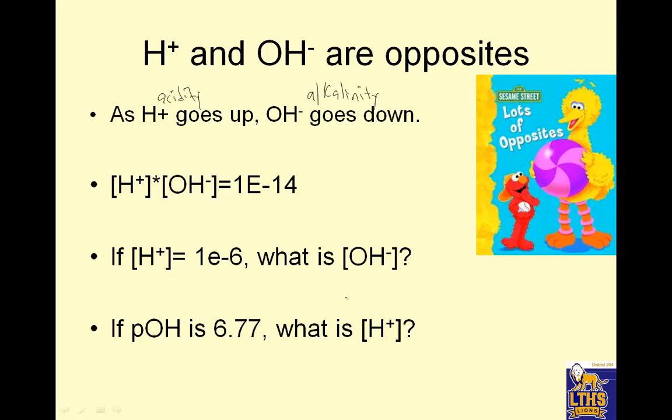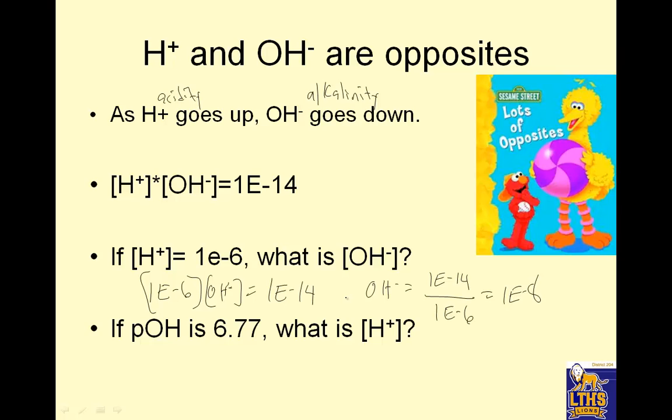So using this equation, if H positive is 1 times 10 negative 6th, then 1 E negative 6 times OH negative equals 1 E negative 14. To solve for this, OH negative equals 1 E negative 14. Remember, cross multiply, so put it on the bottom, over 1 E negative 6. And if you remember your exponent rules, that would be 1 E negative 8. Just cancel.